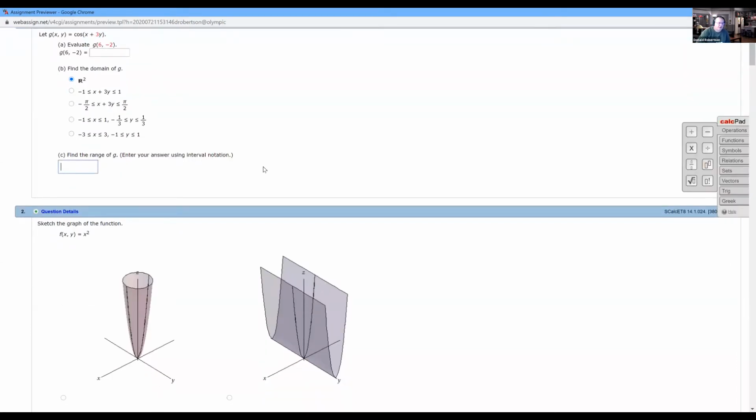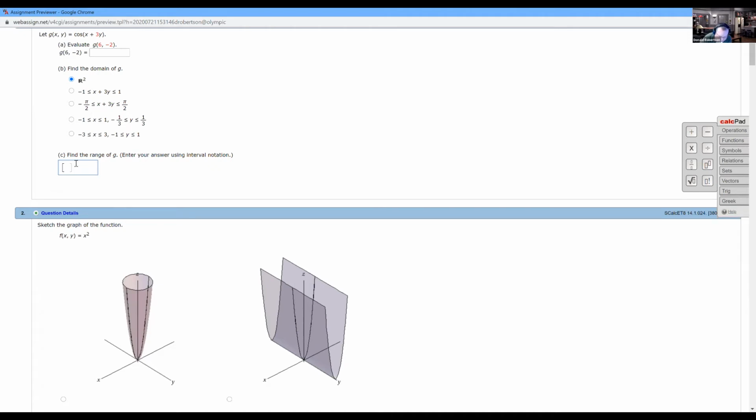Now, what is the range of this function? The range of the function is what's the biggest and smallest value that the cosine of x plus 3y can be. And we're going to use interval notation for that. 0 and 1. Oh, half right. Fix it a little bit. You're almost there. Yeah. I think I interrupted you as you were fixing it. -1 and 1. Yeah.